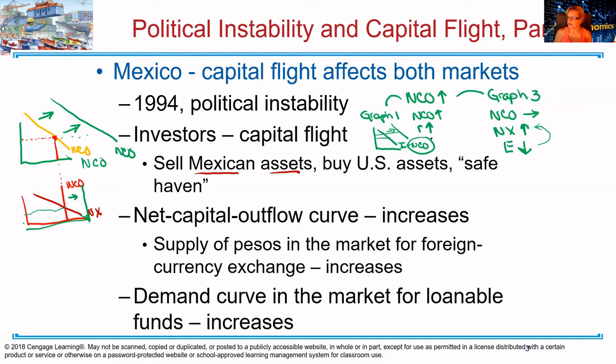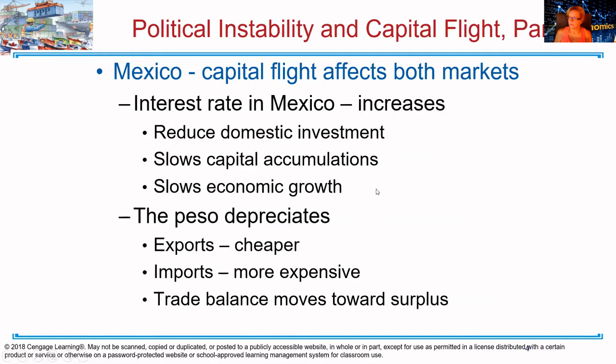Okay, so let's look at this a little bit more in depth. So we have a reduce in domestic investment. The interest rate in Mexico increases. That's bad for Mexican citizens, right? So that slows capital accumulations. People don't want to borrow. So that slows economic growth.